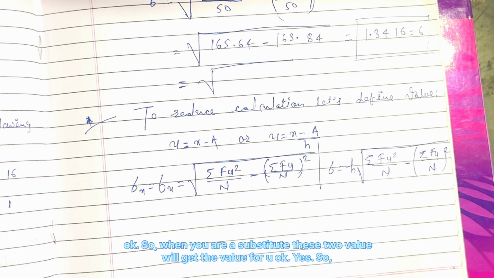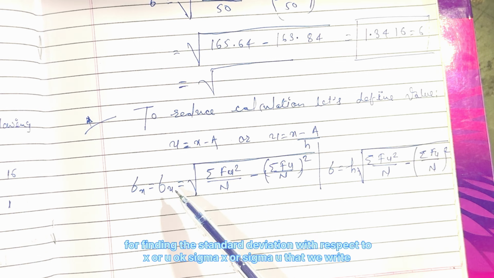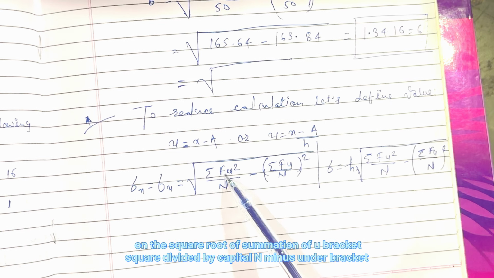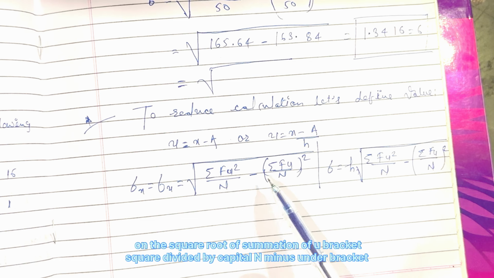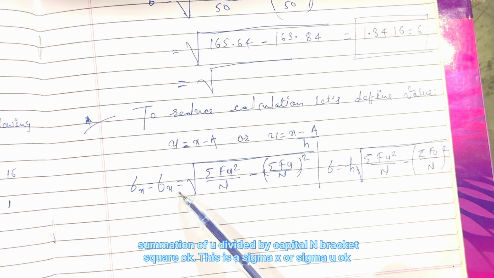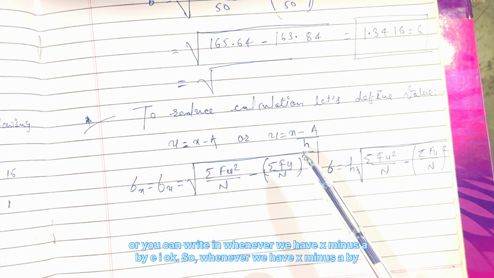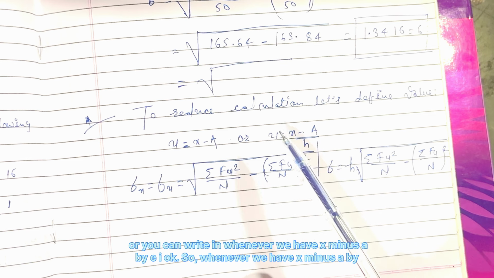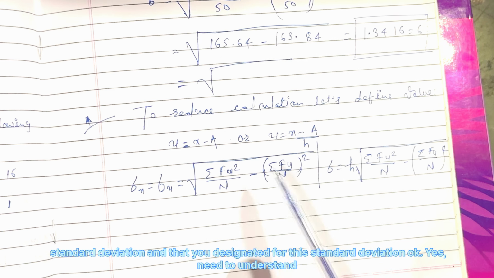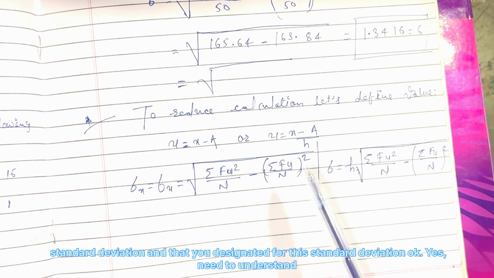For finding the standard deviation with respect to x or u, sigma x or sigma u, we write it as the square root of summation of f of u squared divided by capital N, minus the bracket of summation of f of u divided by capital N, squared. This is sigma x or sigma u. Or whenever we have u as x minus a by h, we consider this as the standard deviation. Always remember that you need to understand the difference between them.